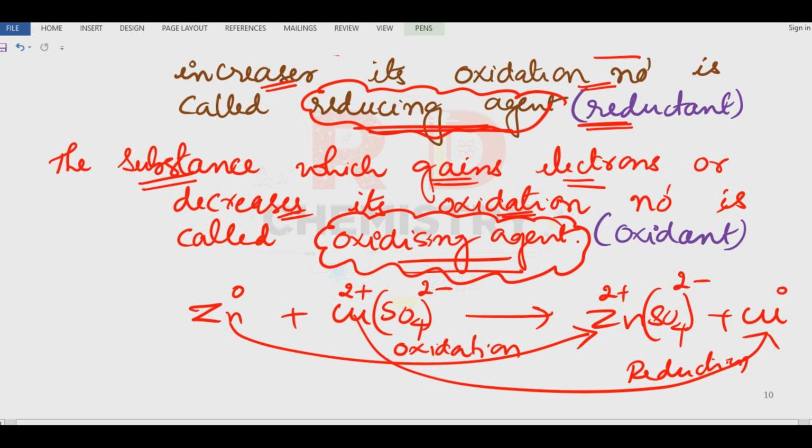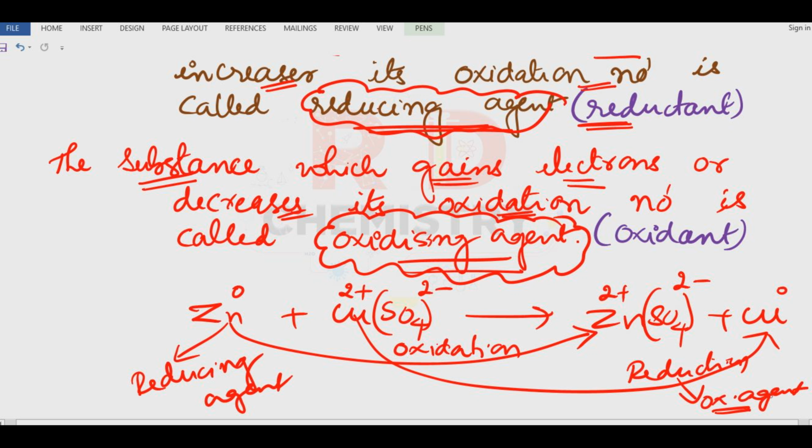If copper undergoes reduction, it is an oxidizing agent. Why is it an oxidizing agent? Because copper can oxidize zinc to zinc +2. And zinc is a reducing agent. Why is it a reducing agent? It is a reducing agent because it can reduce copper +2 to the copper 0 state.